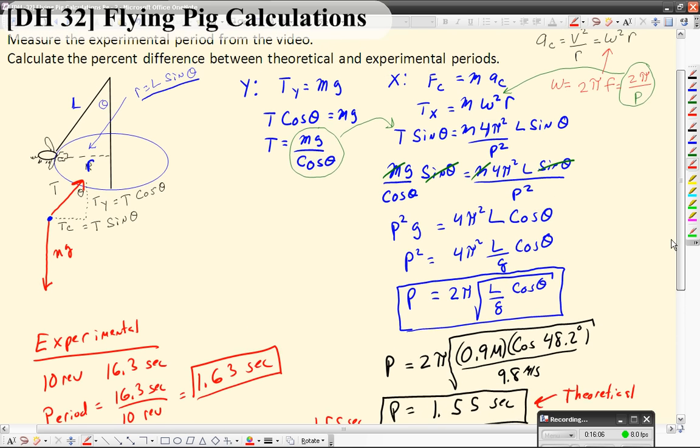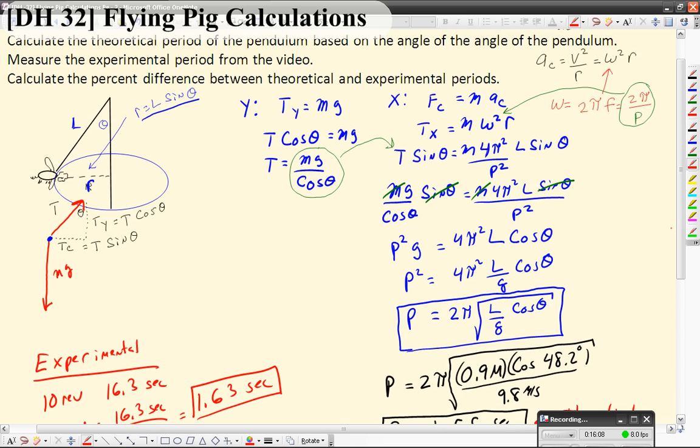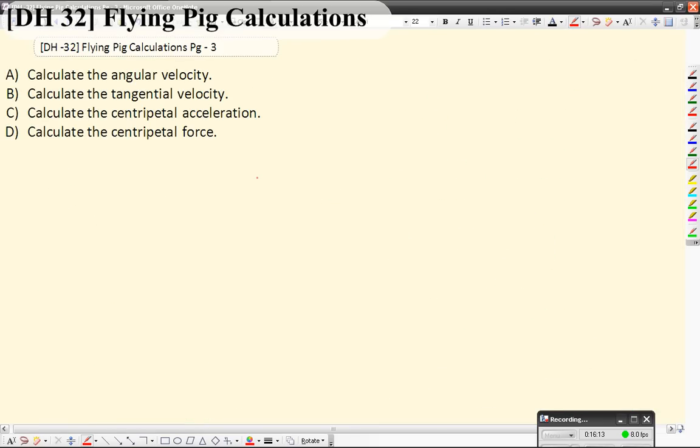Now we have a few more things I'd just like to calculate, and those would be relating the angular quantities to the tangential quantities and looking at the centripetal acceleration of the pig. So if we want to calculate the angular velocity, that is going to be 2 pi, remember 2 pi for every revolution, times the frequency, which is the number of revolutions per second. So number of revolutions per second times the number of radians per revolution will give you the radians per second, which is what we want.